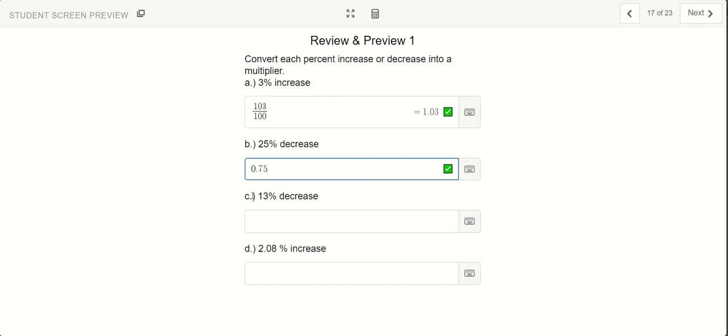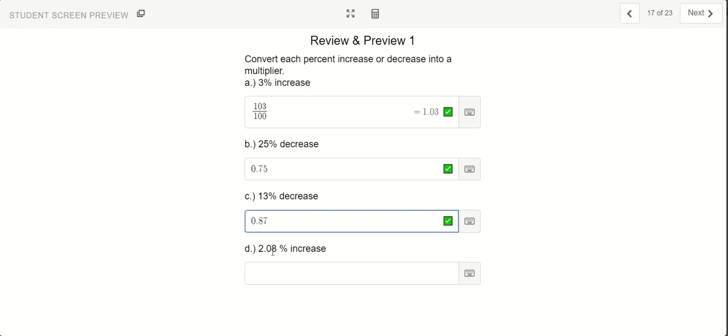Okay. Here's a 13% decrease, so 100% plus 13%, I'm at 113. But if I reduce that to a decimal, it will be 1.13. Oh, sorry, decrease, sorry. 100% minus 13%, sorry, subtracting. So I'm decreasing by 13%. So that's going to be 87. So that would be 0.87.